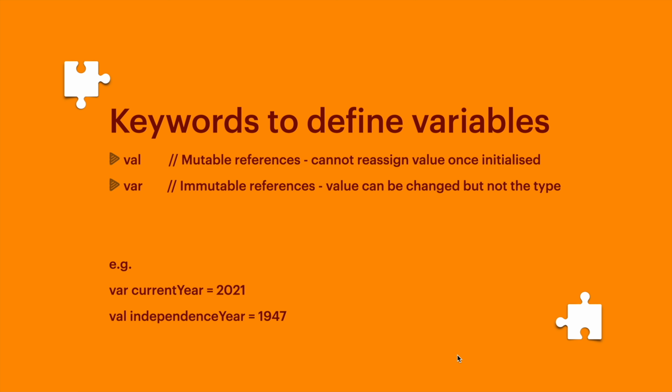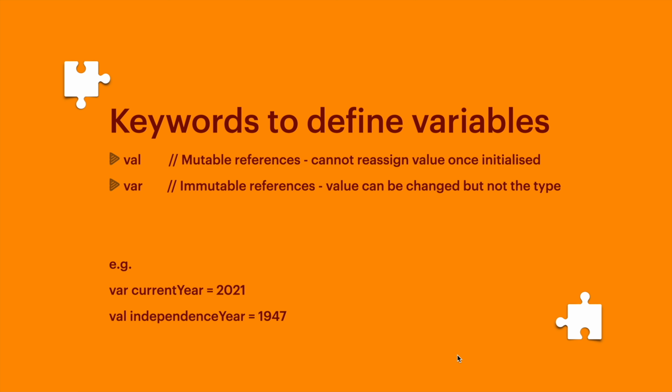Var is a mutable reference. When the keyword var is used, it can be reassigned a new value. For example, val independenceYear equals 1947. If you want to change it to something else like 1948, you cannot change it because it starts with val, and val is an immutable reference, right? independenceYear is an immutable reference because it starts with the keyword val, so you cannot change it.